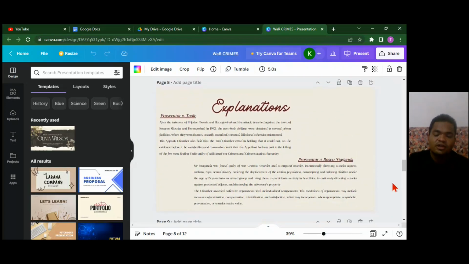Then I will explain the summary of the cases and the judgment made by the court against the perpetrators. In Prosecutor against Tadic, after the takeover of Bosnia and Herzegovina and the attack launched against the town of Kozarac, Bosnia and Herzegovina in 1992, non-Serb civilians were detained in severe prison facilities where they were beaten, sexually assaulted, tortured, killed, and otherwise mistreated.